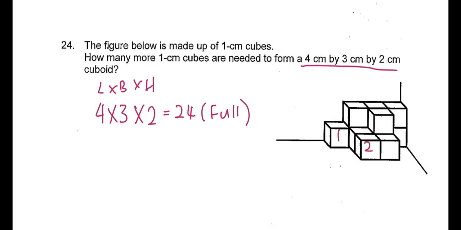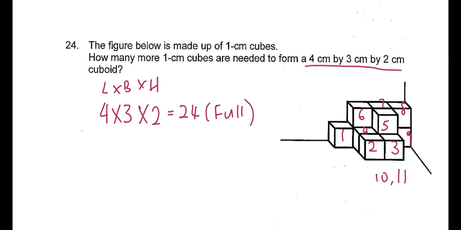1, there's 2, there's 3, there's 4, there's 5, there's 6, there's 7, there's 8, there's 9. Now, behind the 5, there's a 10. Behind the 3, there is also a 11.